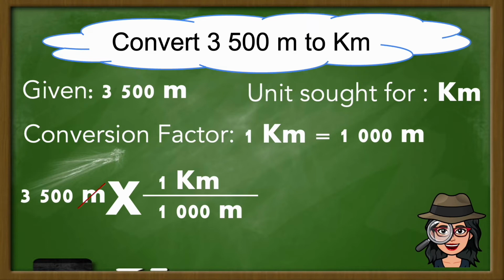Alright, let's proceed with our solution. So now we will cancel out meter and we will proceed with the operation. So 3,500 times 1 kilometer is equal to 3,500 kilometers divided by 1,000. So the answer would be 3.5 kilometers. Therefore, 3,500 meters is equal to 3.5 kilometers. Is that clear?